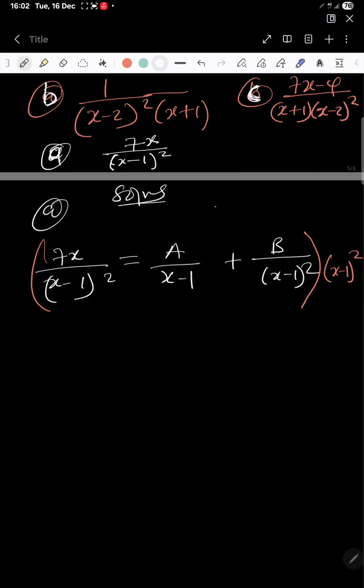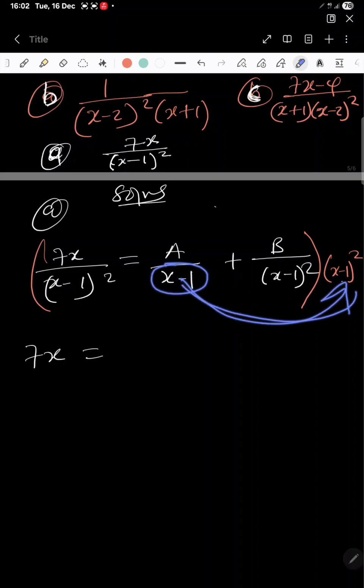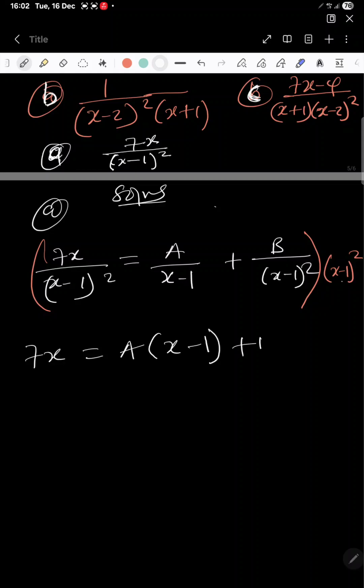By doing so, if we multiply this and this, we remain with only 7x is equal to, if you multiply this and that, remember this has x minus 1 squared and here we only have x minus 1, one of the x minus 1 will cancel with the other. You only remain with x minus 1. So you remain with A times x minus 1, and then plus B open. You also multiply this and that.